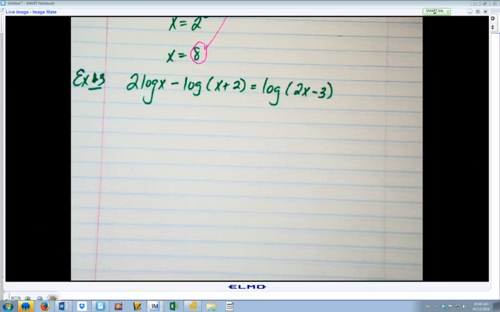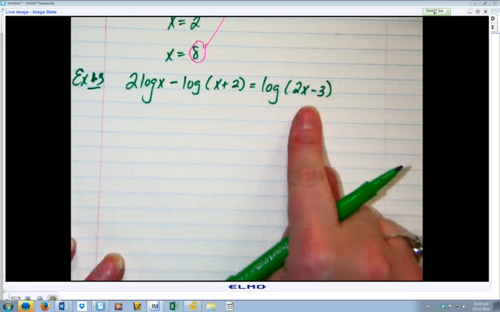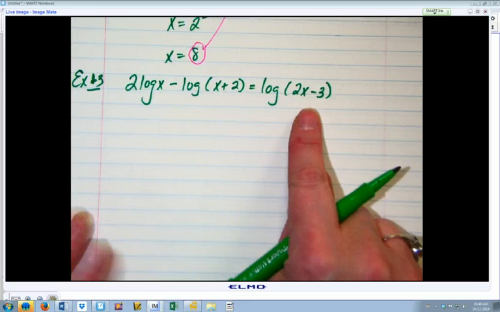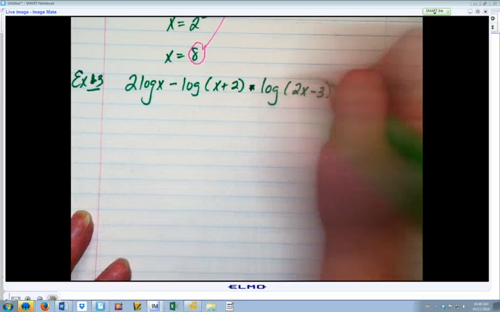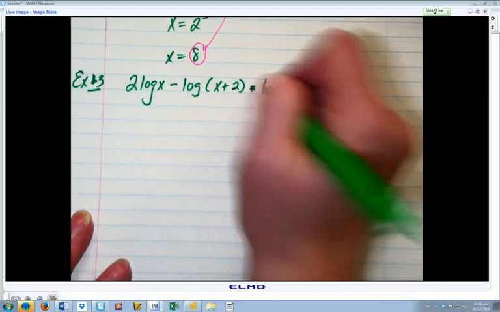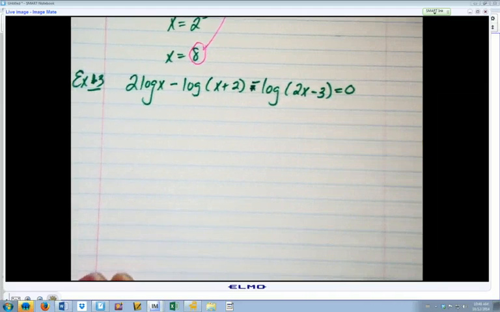Step number 1. Logs onto one side, numbers on the other. So what needs to move? This one. Here's how I'm going to cheat and not have to rewrite the whole thing. So if you're lazy, you might want to pay attention. I'm going to move the equal sign here, and what am I going to put in front here? There's a way to cheat.